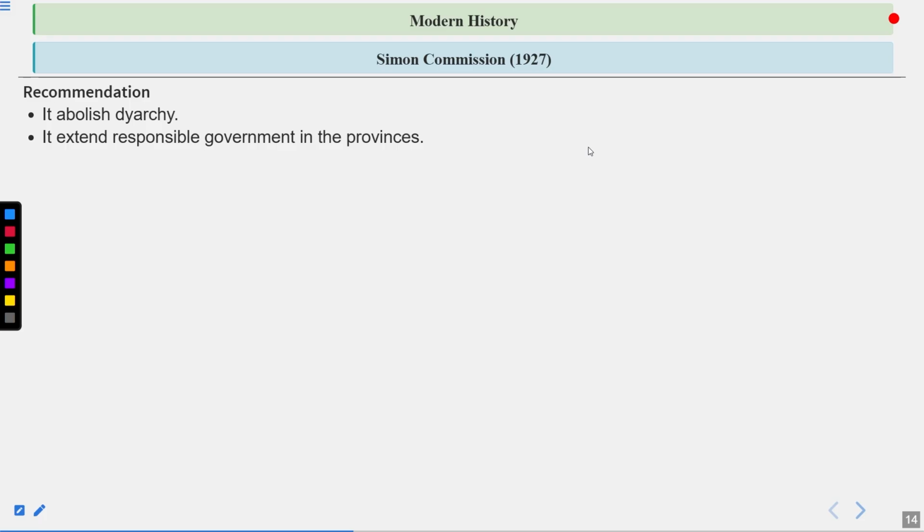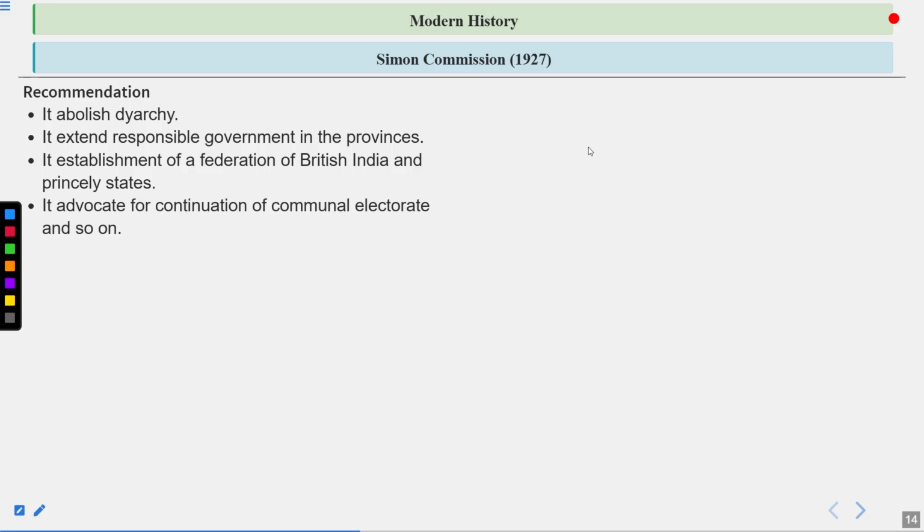So it extends responsible government in the provinces. Now what they are saying is that we should remove the diarchy from the center, but we should introduce the diarchy at the provincial level, that means at the state level. It also recommended the establishment of a federation of British India and princely states. So they are also advocating one more thing, that a federal system should be introduced in this country, in which power is distributed between the center and the provincial level.